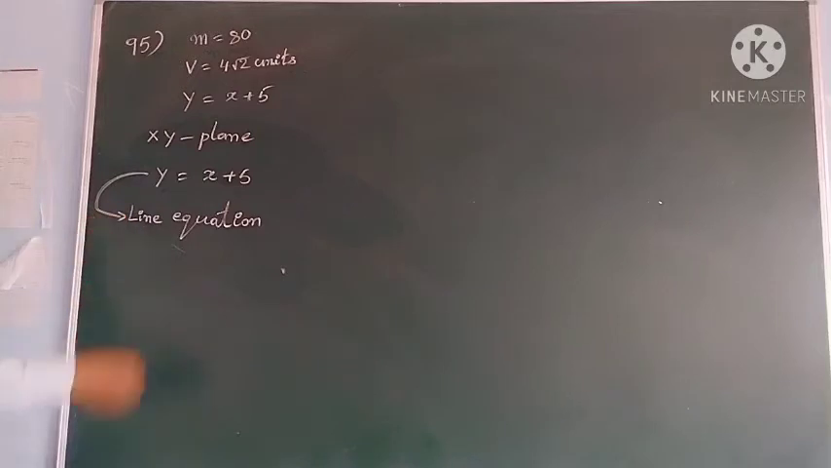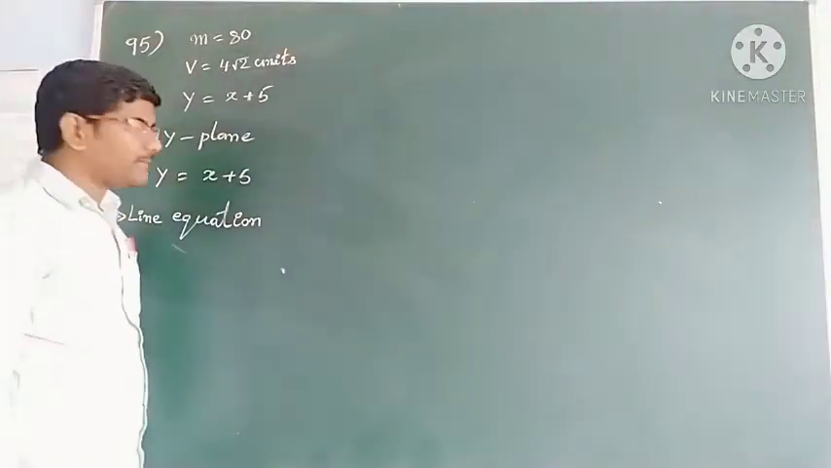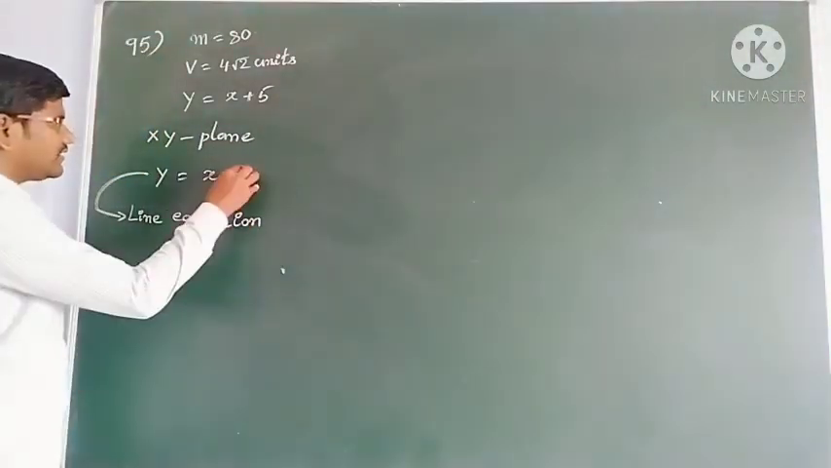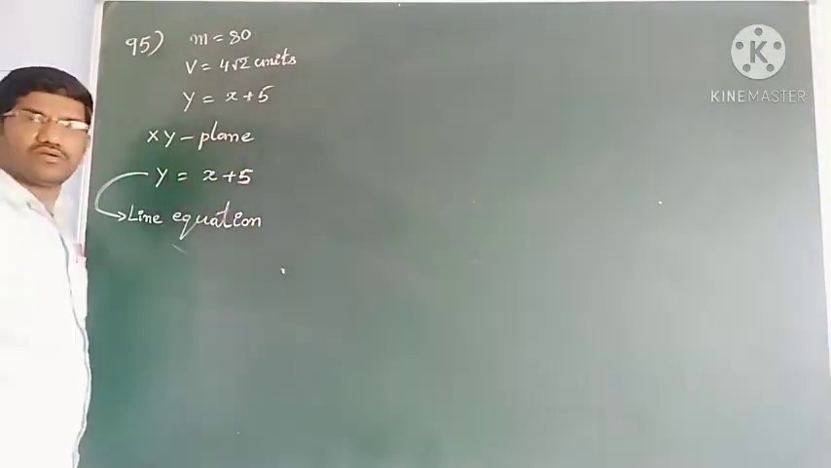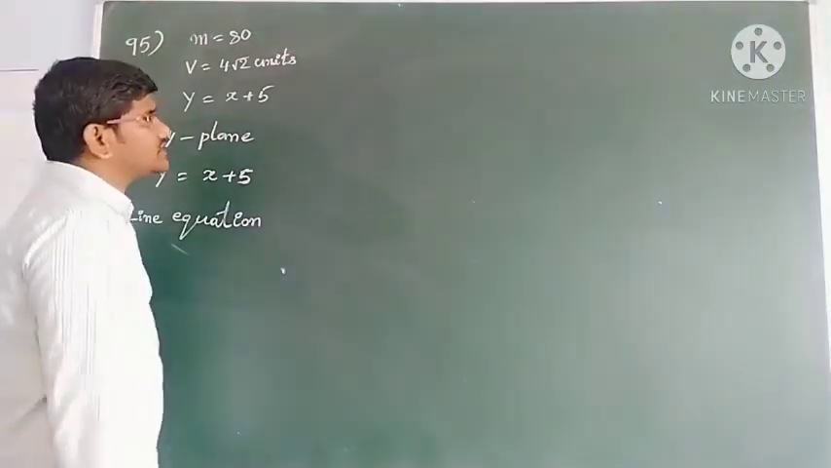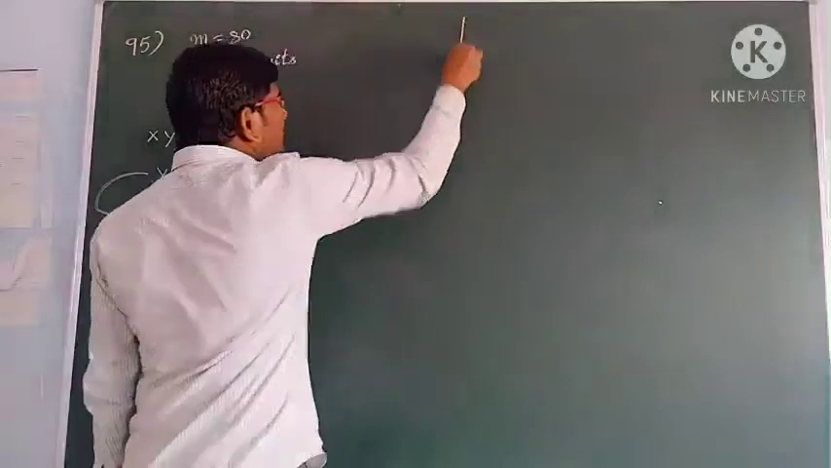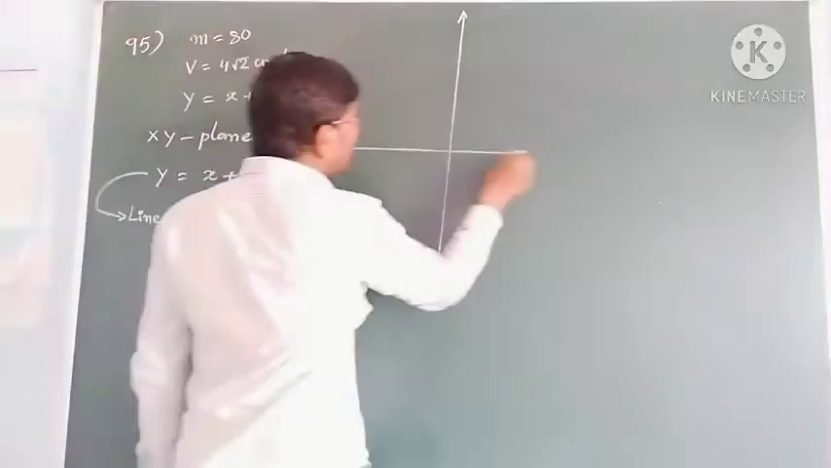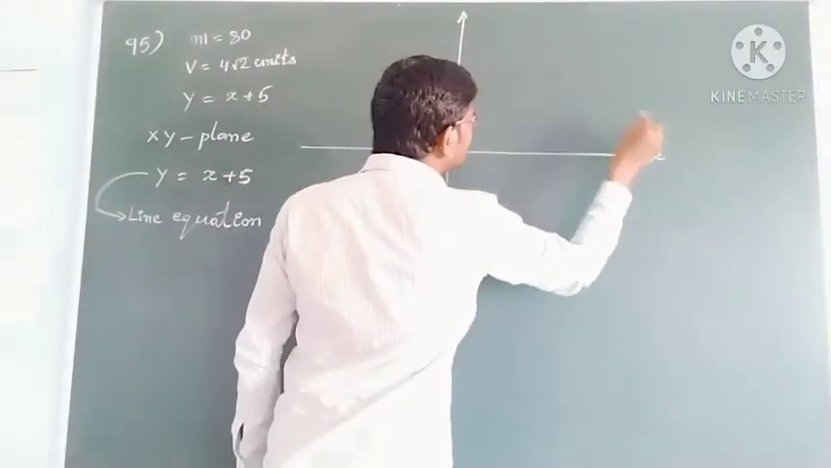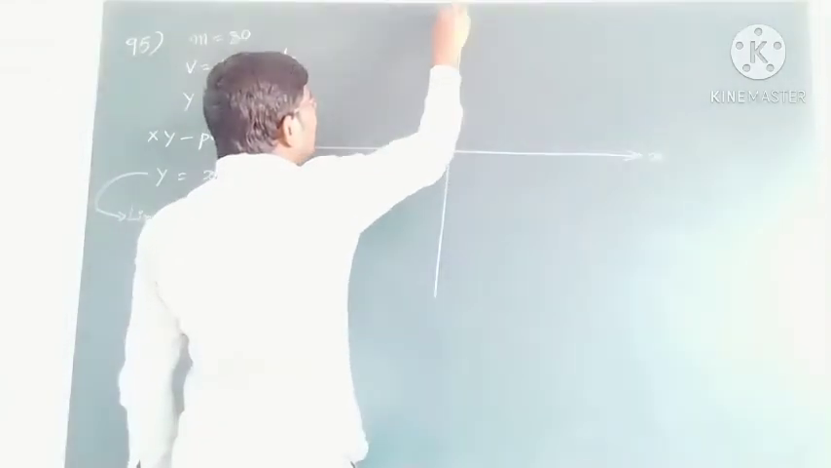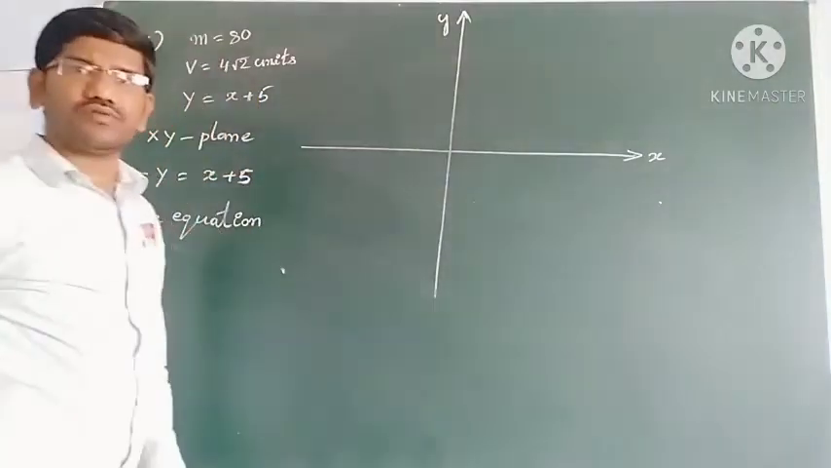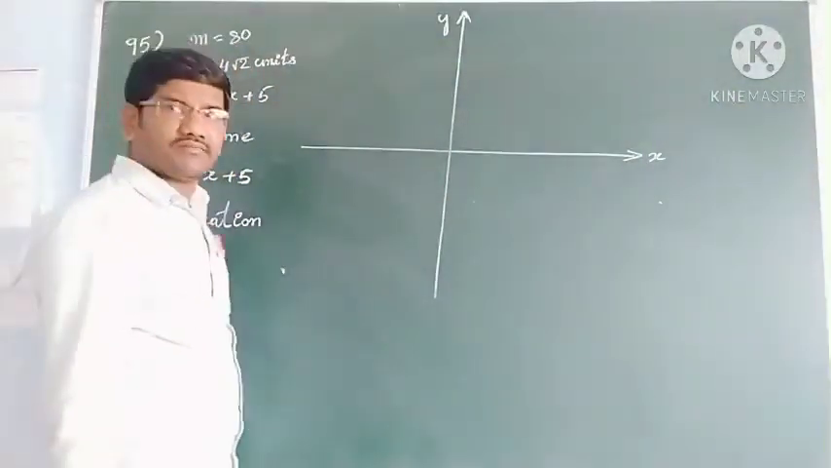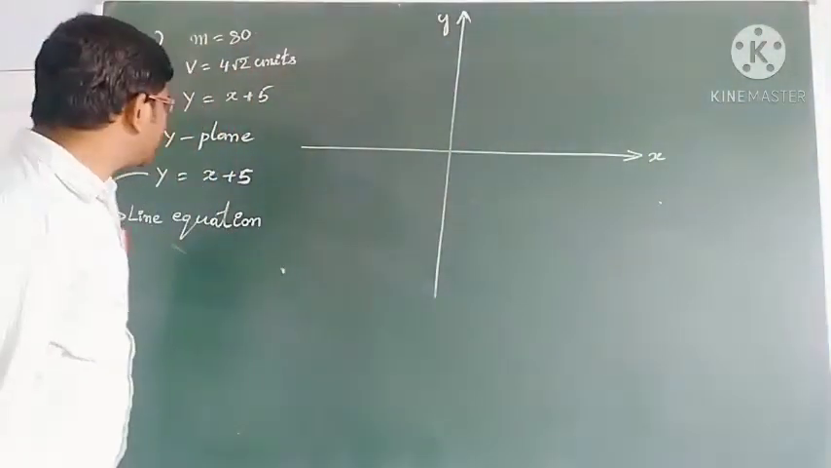Okay, students. So for the line equation y is equal to x plus 5, I will draw it. See, students, take two mutually perpendicular axes. Two axes mutually perpendicular to each other, you take them. So x and y are the two mutually perpendicular axes. So y is equal to x plus 5, that's the equation given.